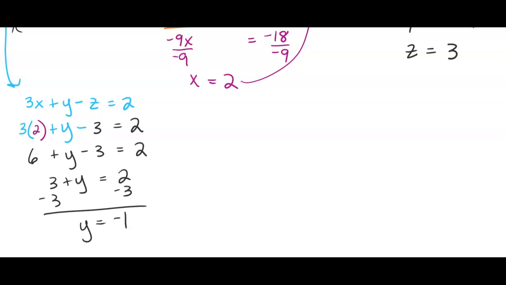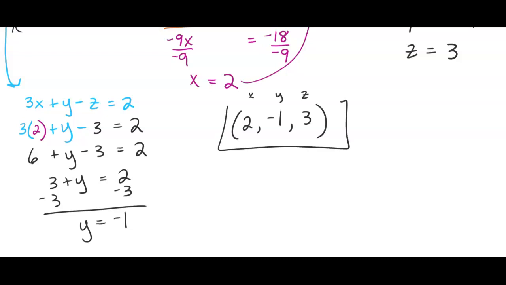So I found them all. I found x, y, and z. When we write the ordered triple, we have to do it in x, y, z order. So my solution is going to be 2, negative 1, 3. You've got to put it x, y, and then the z. Okay? So here's the answer. It's an ordered triple. We did all that.